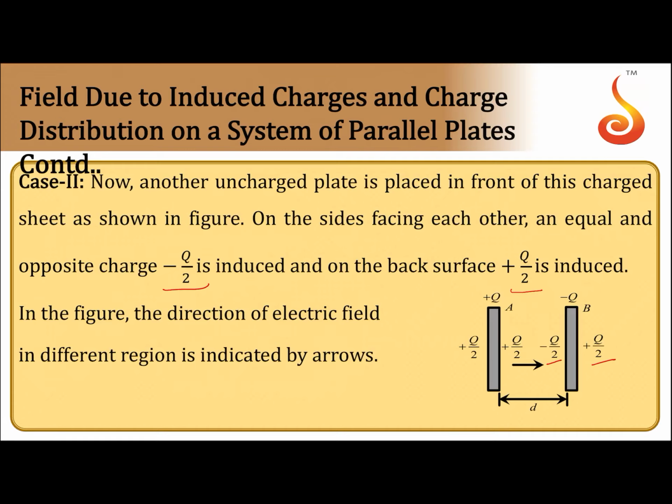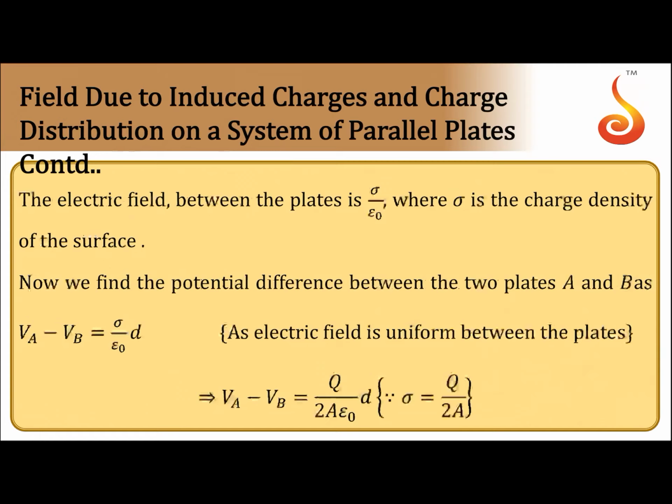Now the direction of the electric field is different in this region, right? So it is indicated by the arrows. So in between the plates it is this way, right? Now the electric field between the plates is sigma by epsilon naught, where sigma is the charge density on the surface. So the potential difference between the plates is sigma by epsilon naught into d, where d is the separation between the plates, right? So here the electric field is uniform, so we can make use of this equation for finding the potential difference.